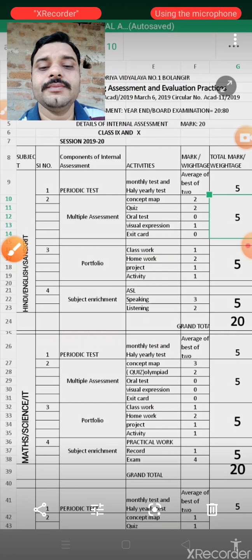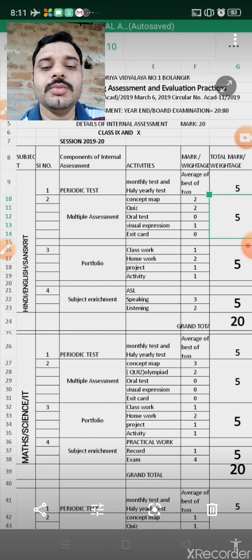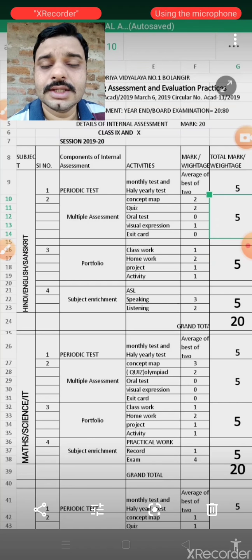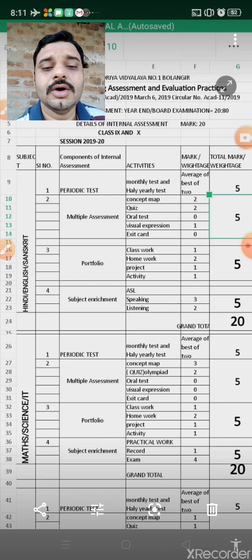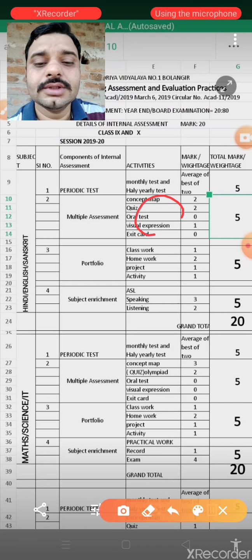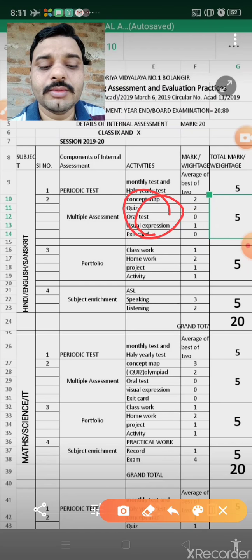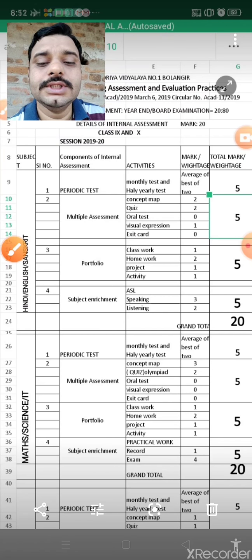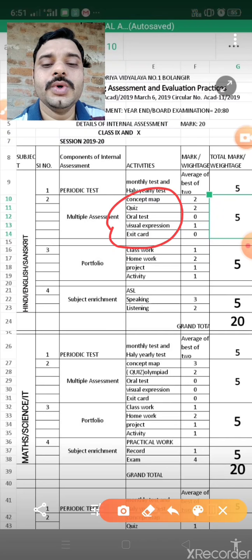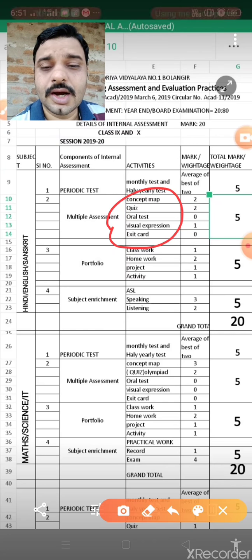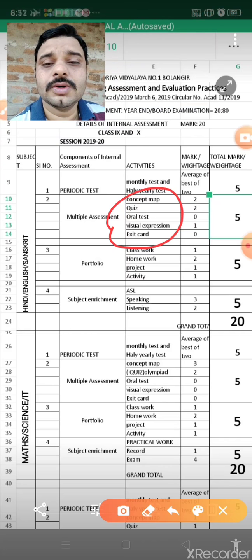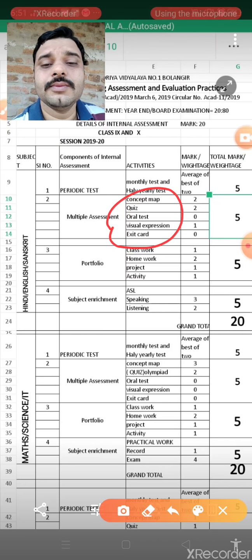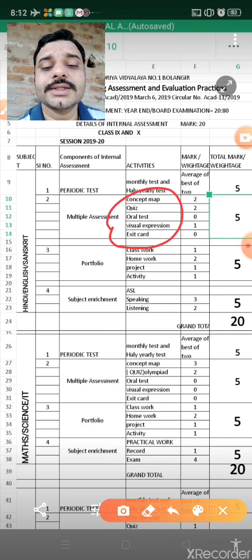Now multiple assessment. It has so many divisions, and CBSE has no proper guideline of the weightage of the 5 marks given in the various activities or sub activities within multiple assessment. So it depends upon the school. Last year I took these things: concept map, quiz, oral test, visual expression, exit card. Out of these, concept map means your note taking, how you arrange and categorize the notes, how you reflect it in your classworks. These things also count, and 2 marks is awarded for that.